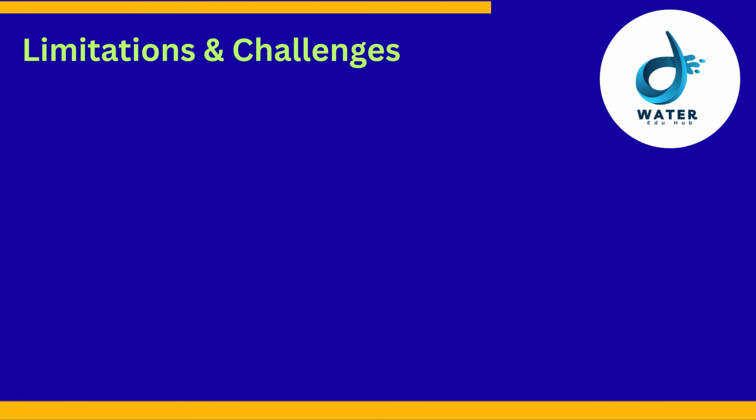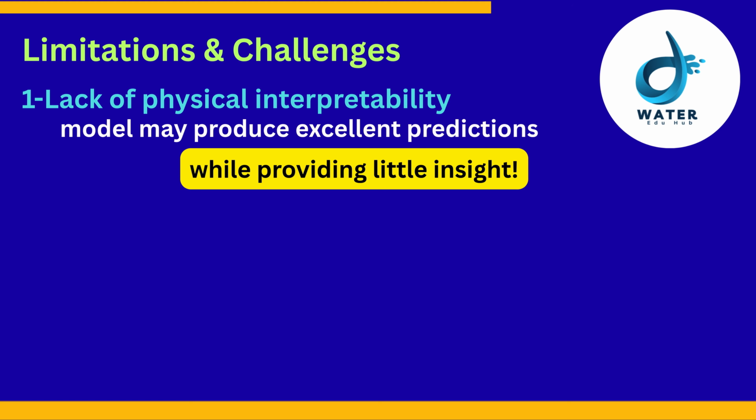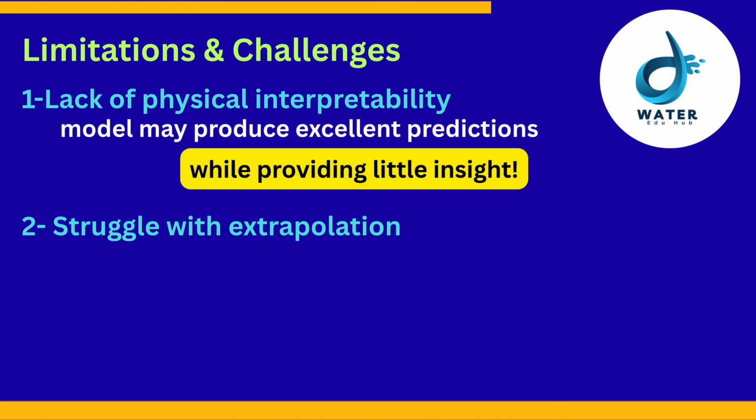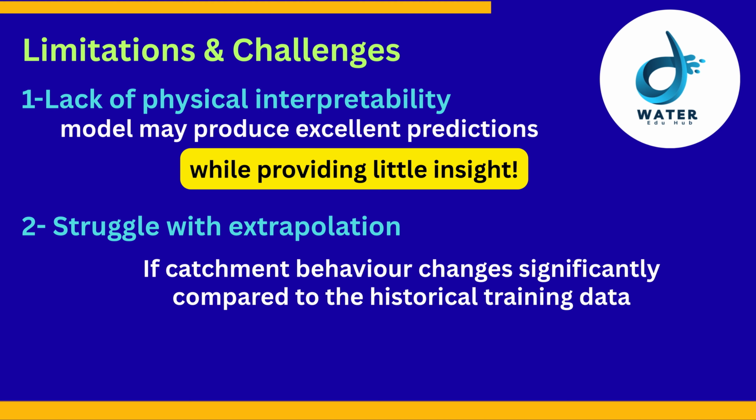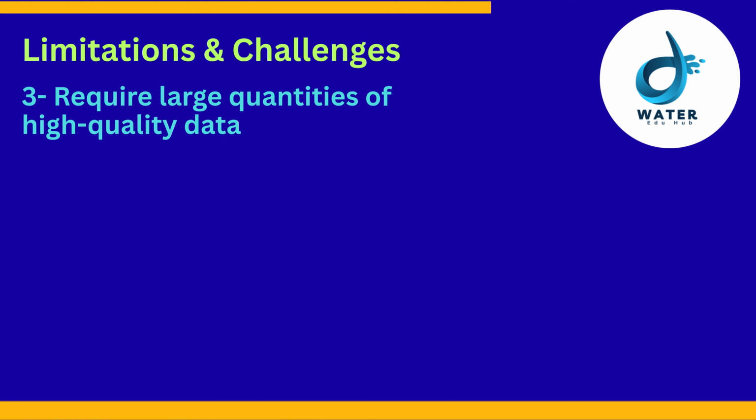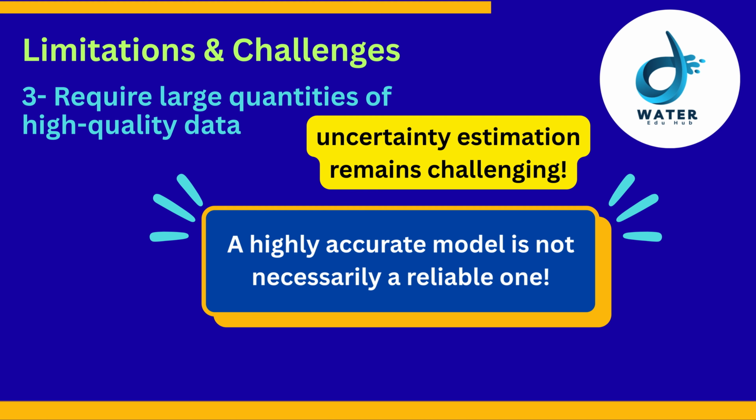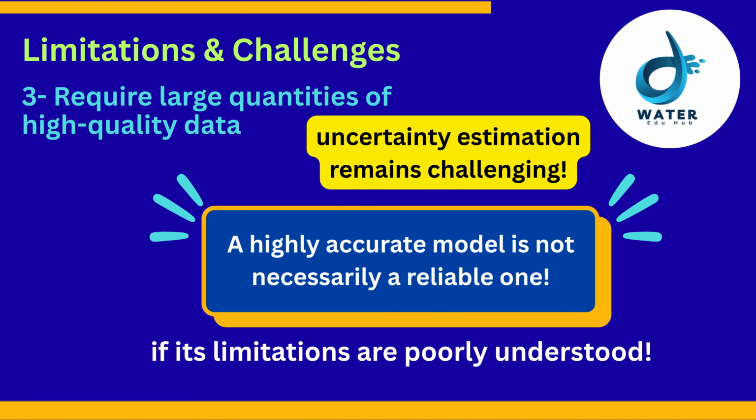Despite their success, machine learning algorithms are not without limitations. Let's know more about that. Perhaps the most common criticism is their lack of physical interpretability. A model may produce excellent predictions while providing little insight into why those predictions occur. Machine learning models also struggle with extrapolation. If future conditions differ significantly from the historical training data, performance can deteriorate rapidly. Also, many algorithms require large quantities of high-quality data, and uncertainty estimation remains a challenging area of research. This highlights an important point. A highly accurate model is not necessarily a reliable one if its limitations are poorly understood.